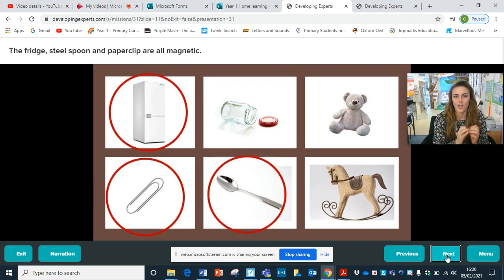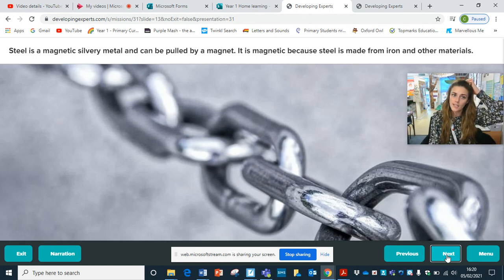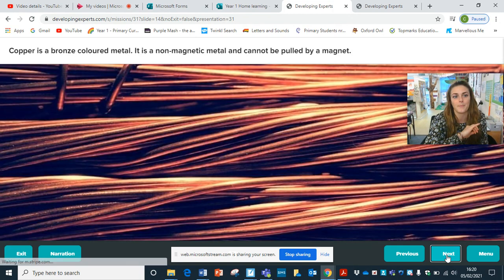There you are. So the fridge, the paperclip and the spoon are magnetic, but the jar, the teddy and the rocking horse are non-magnetic. Hopefully you got that right, well done if you did. Iron is a grey magnetic metal and it can be pulled by a magnet. If I had a magnet here, it would pull it, it would stick to it, it would attract it. Steel is a magnetic silvery metal and it can be pulled by a magnet as well. So far iron and steel are magnetic. Steel is magnetic because it is made from iron, but it's also made up of some other materials. But because there is iron in it and iron is magnetic, the steel is also magnetic.